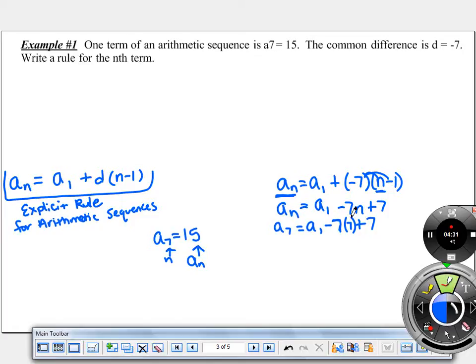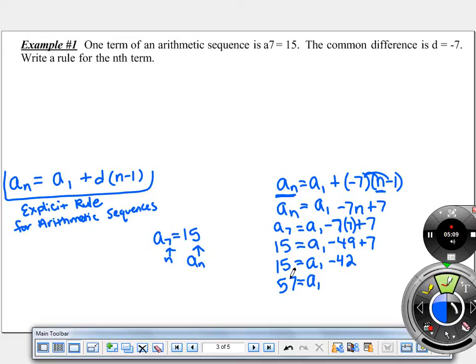Notice that when you plug in 7 for N, this becomes A7, and they already told us A7 is really 15, okay? So this is 15. And you can see how we'll be able to solve for A1, okay? So this is 15 equals A1. So negative 49 plus 7 is going to be negative 42. I'm going to add 42 to both sides. And I'm going to have that my first term is 57.